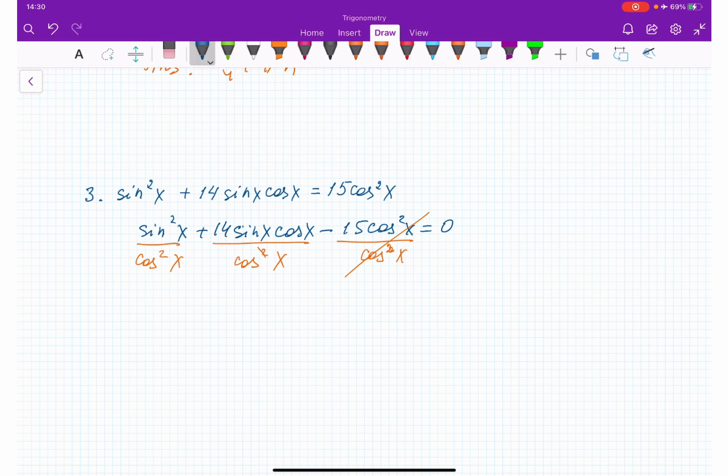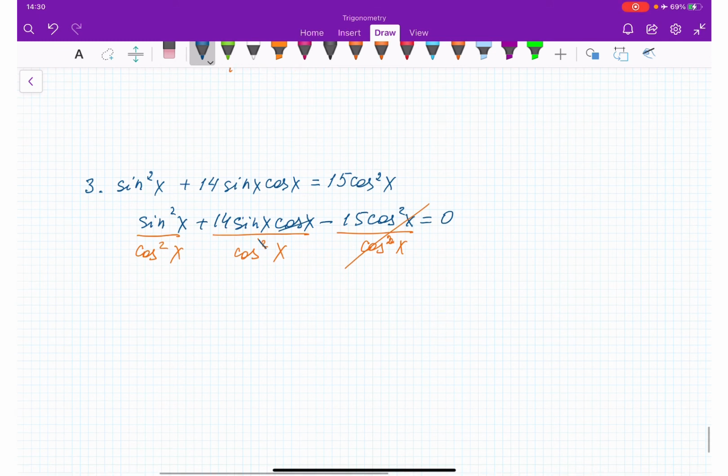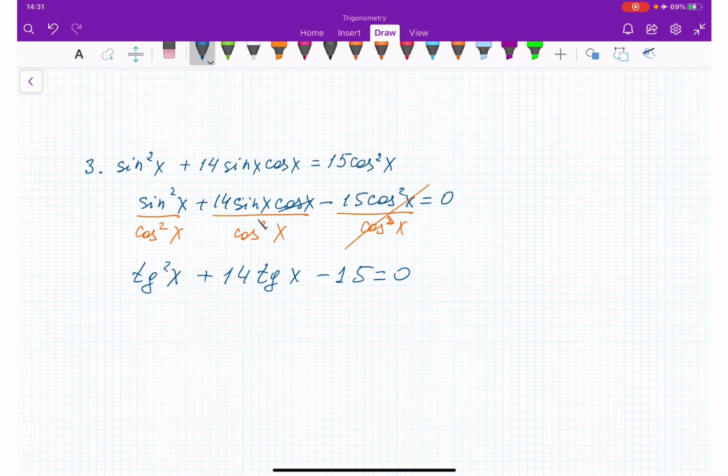Divided by cosine square x, this square is gone with cosine, and we have sine x over cosine x. And that's pretty much it. We are getting tangent square x plus 14 tangent x minus 15 equals 0. Again, real quick, I'm not going to solve it here. You know how to solve. I'll just write y squared plus 14y minus 15 equals 0.